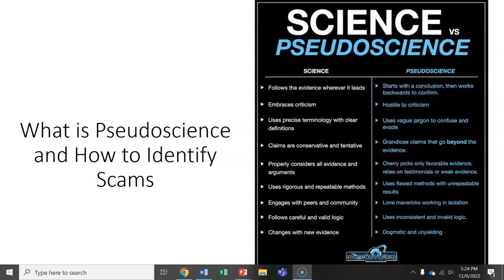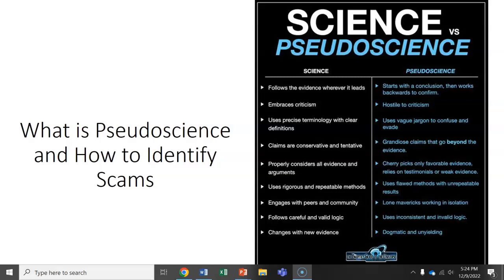In this lecture, we're going to identify what pseudoscience is and how to identify scams that use pseudoscience to try to convince you to take certain products and also your money. So right now on the right-hand side, you can see a small guide that shows science versus pseudoscience, and it's a nice list, and you can always review this on your own, but a couple things I'll point out.